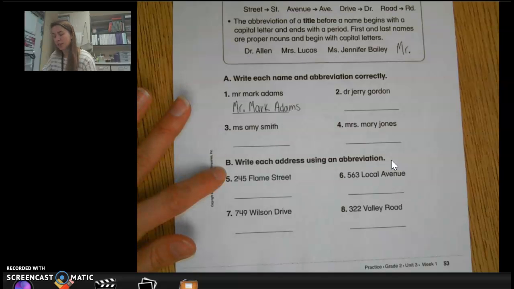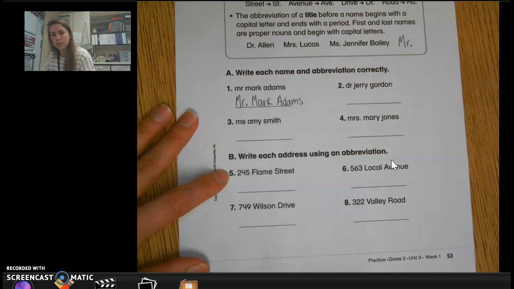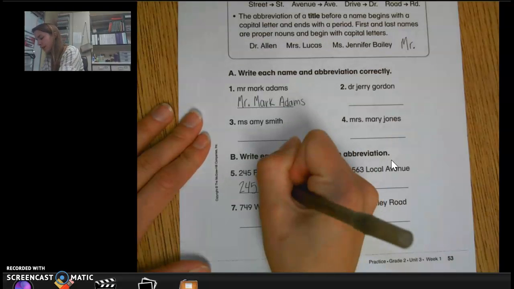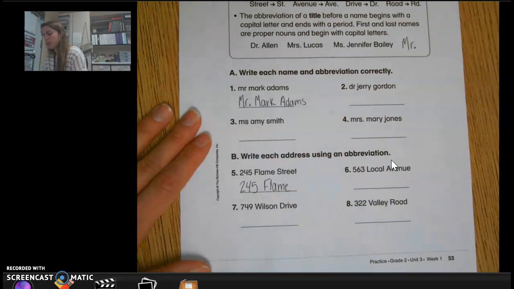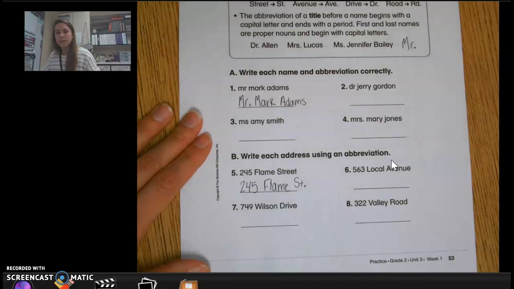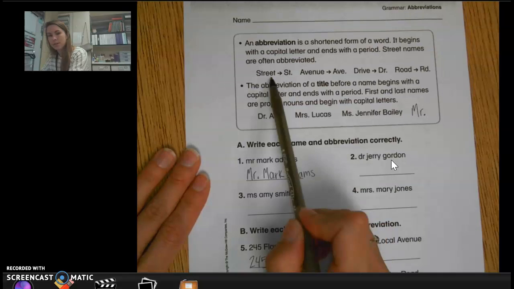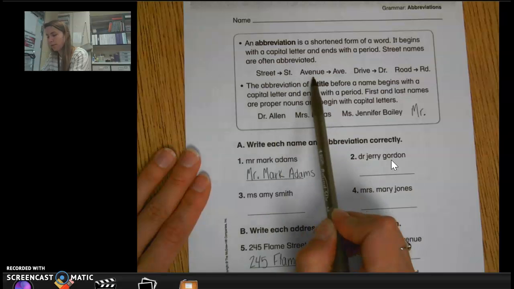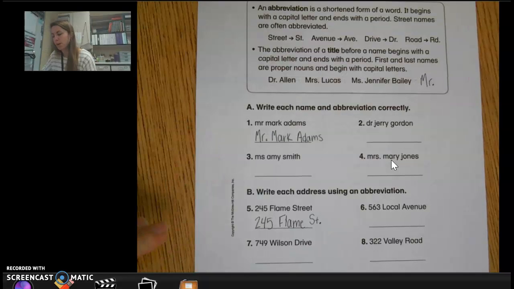And B, you're writing addresses using the abbreviation. So number 5, it says 245 Flame Street. So I have to capitalize the 245. I have to write Flame, that's the street name, no abbreviations, but I do capitalize because it's an address. And then street, that's what I can abbreviate, capital S, T, period. Okay, that's how it should look. And if you forget how to capitalize any of these, remember, they are right here for you. It tells you street looks like this, avenue looks like this, drive looks like this, road looks like this. So that's kind of your little cheat sheet up above.